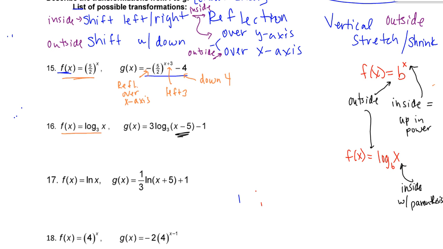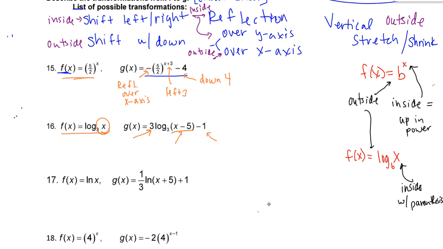Okay, this log one starts out like that. Now it looks like this. We've got this 3 out in front. We've got an x minus 5. Now there's parentheses, right? Here was the x before. Here's the x now. So we've also got a transformation there. And then this minus 1 is new.